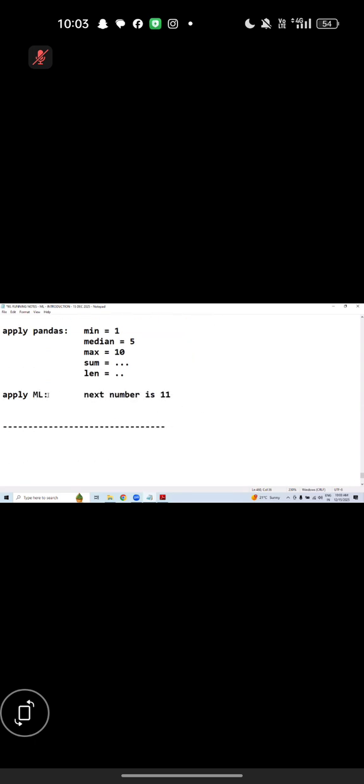If I apply pandas, this is the result. But if I apply ML, ML will tell, can you tell me the next number? This is seriously awesome. Best example: imagine this is the data. ML will talk about what is not existing.